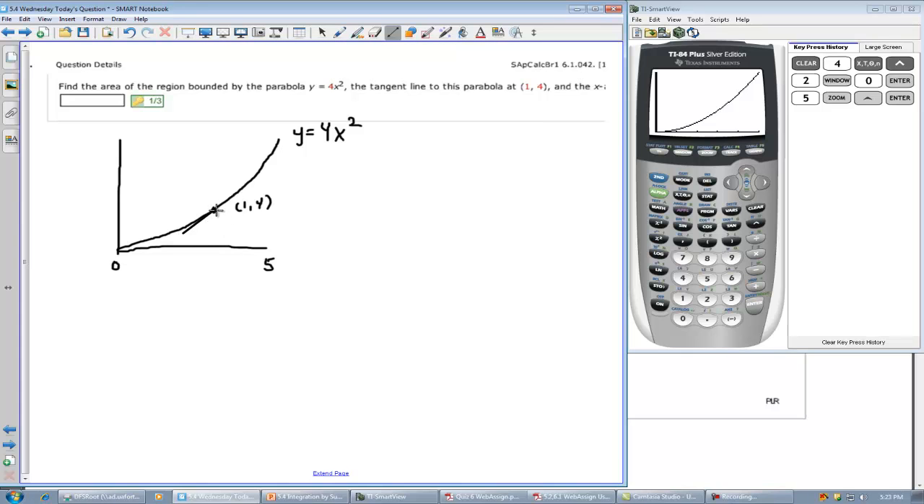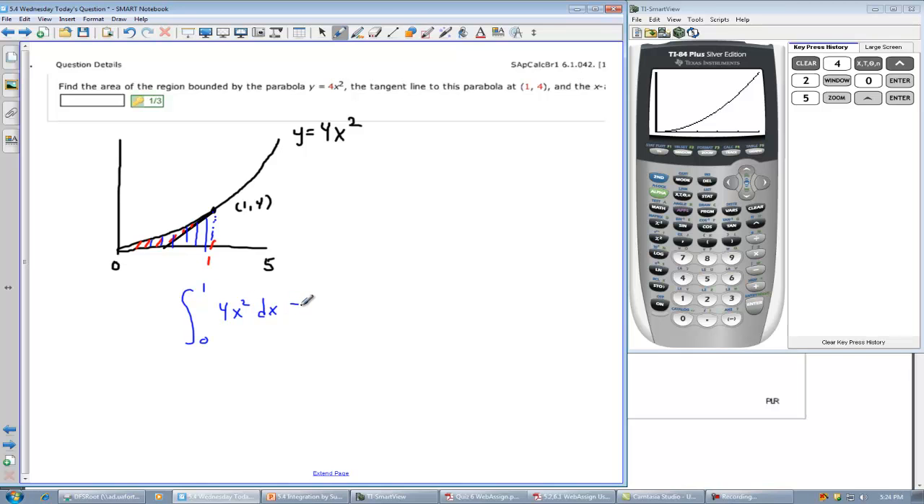Well, let's make this better. So there's a tangent line right there, and there's the x-axis, and in between is the area I'm trying to compute. All right, so on here I'm trying to actually find this area right here. And so what I'm going to do, going from 0 to 1, is find the area in blue, underneath the curve right here. So that's the integral from 0 to 1 of 4x squared dx.